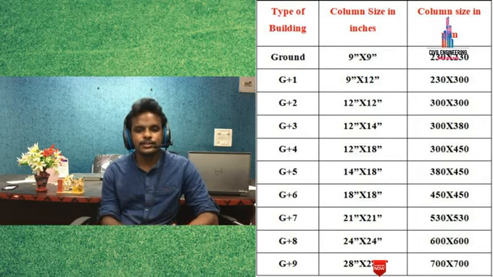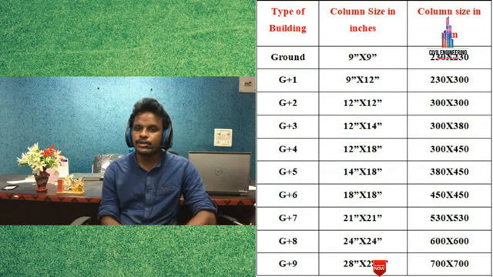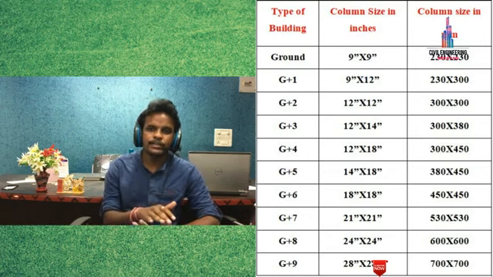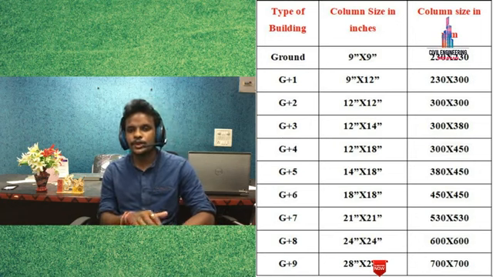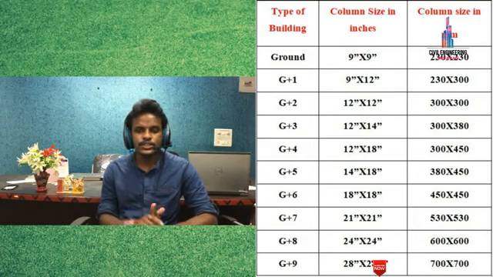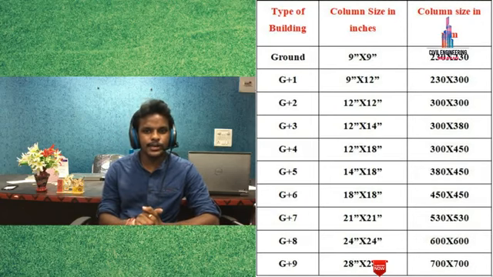My ninth one is G plus 8 story building. If you want to construct any G plus 8 story building, we need to concentrate on 24 inches cross 24 inches, which is approximately equal to 600 mm cross 600 mm. So this is the column size related to your G plus 8 story building, ninth one.